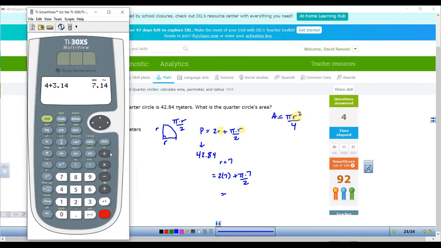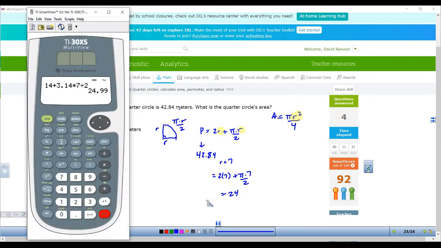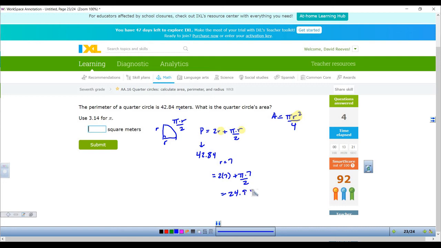So here we go to my handy dandy calculator, and I'm going to go 2 times 7, which is 14. 14 plus 3.14, that's what we're using for pi, times 7, and then I'm going to divide that by 2. And when I do that, I get 24.99. Well, what do you notice? That is way too small. So I should have gone much bigger.